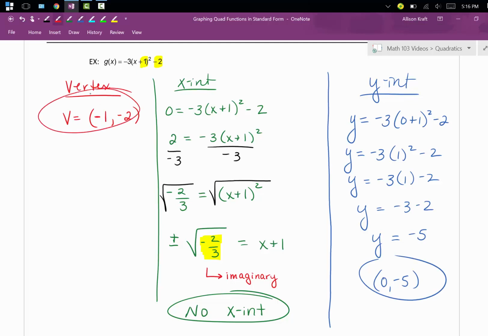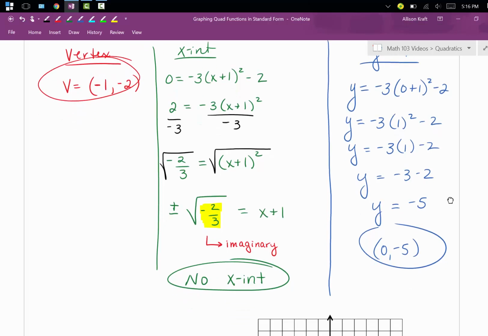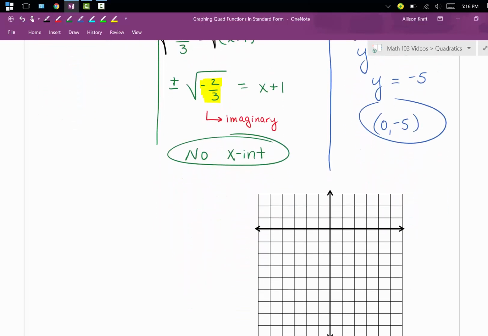Let's plot our vertex, our y-intercept, find the symmetry point, and draw in our parabola. Our vertex is the point -1, -2. Notice where our vertex is, and also the observation we made at the very beginning. Since our leading coefficient is -3, we know that our parabola is pointing down.